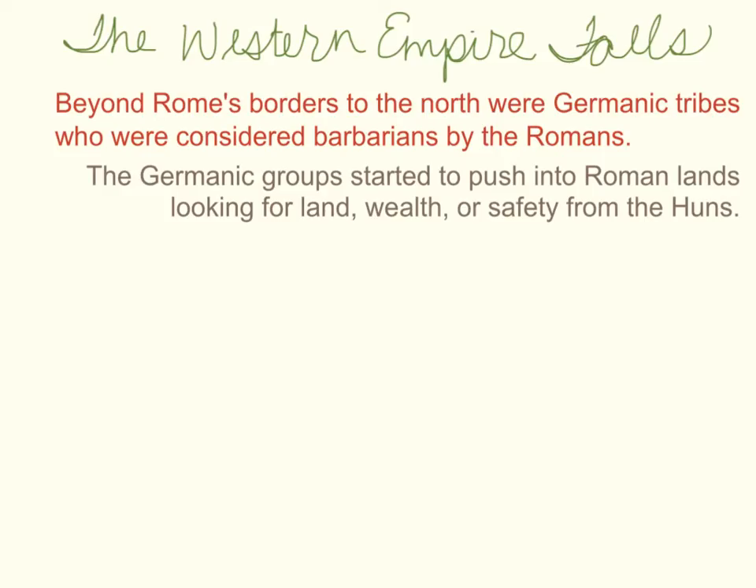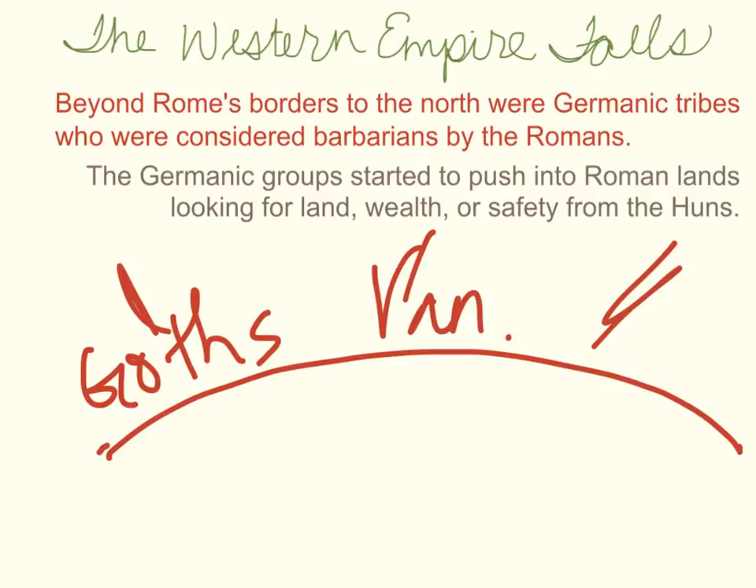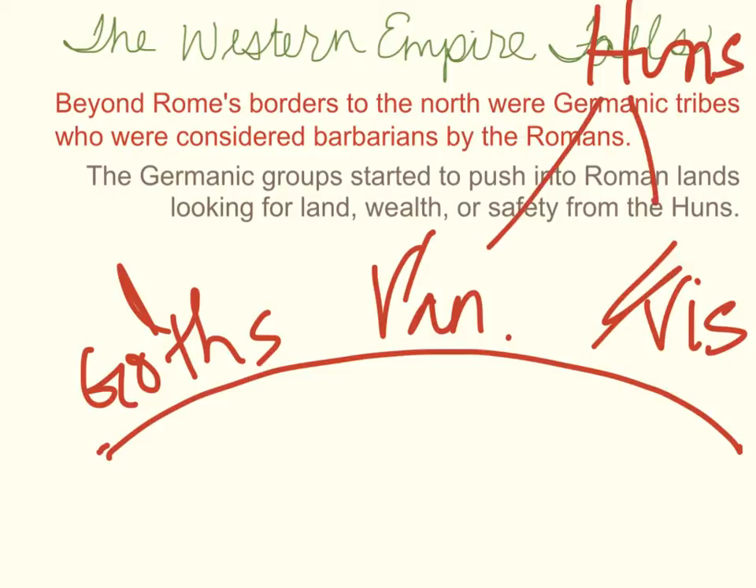Beyond Rome's borders to the north were the Germanic tribes. So if this is my northern border of the empire, you have all these different tribes out here who are attacking. For example, the Goths or Vandals over here. You have Visigoths. But they're all trying to get into the empire because another group from out here, the Huns, are attacking these Germanic tribes, and so they're trying to get into the Roman Empire for protection.